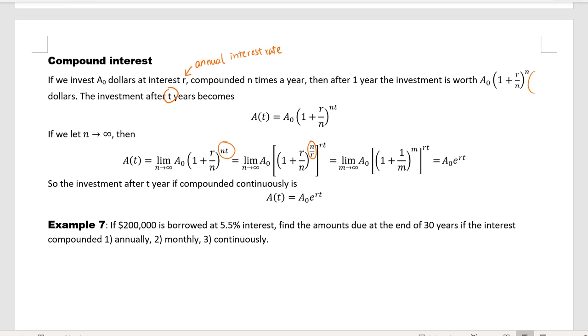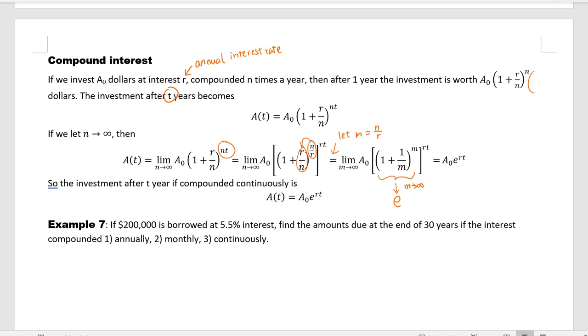Now, do you see this is the reciprocal of this? So we can let m be n over r. Because r is fixed, when n goes to infinity, m also goes to infinity. So we have (1 plus 1 over m) to the power m, and then times r to the rt. It turns out that when m goes to infinity, this is the number e. That's why we have A0 e to the rt.